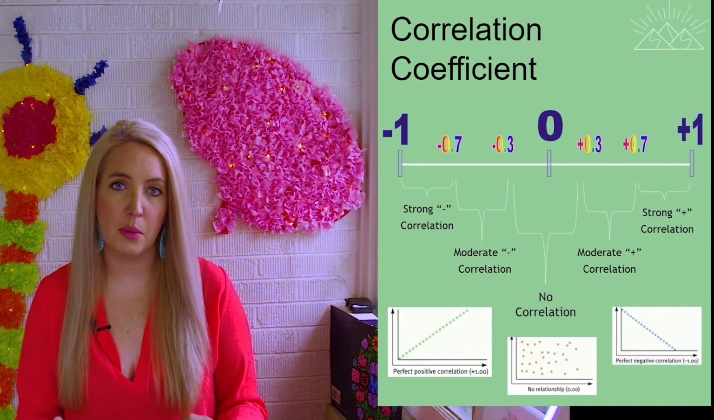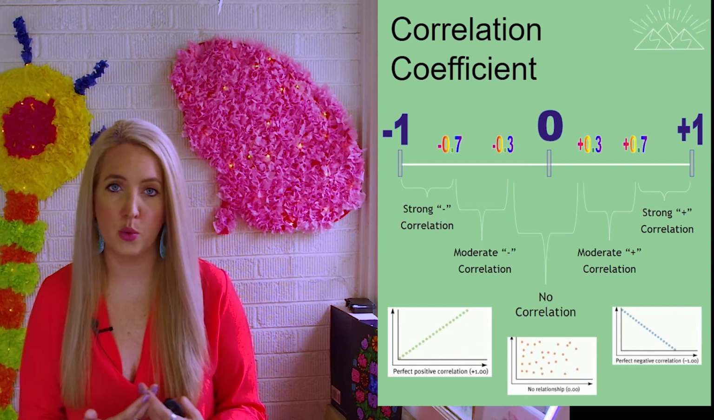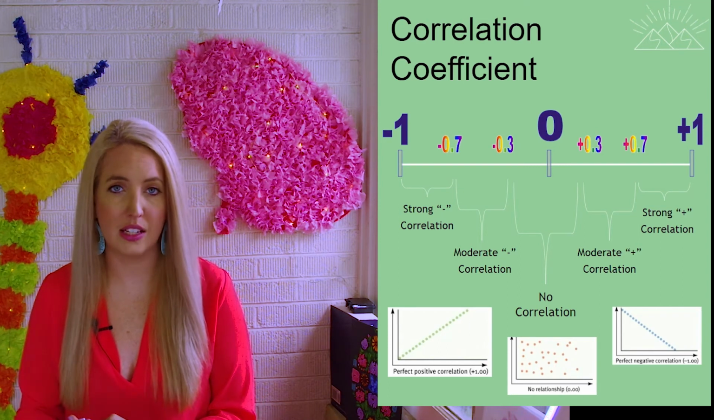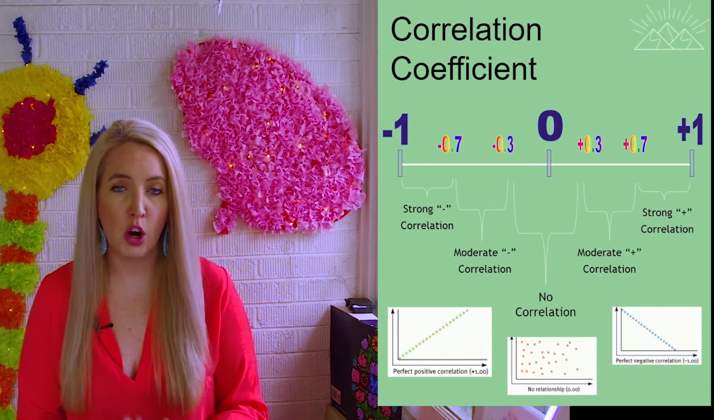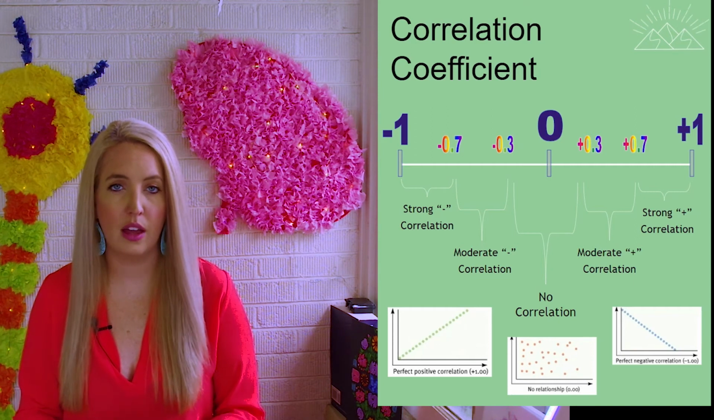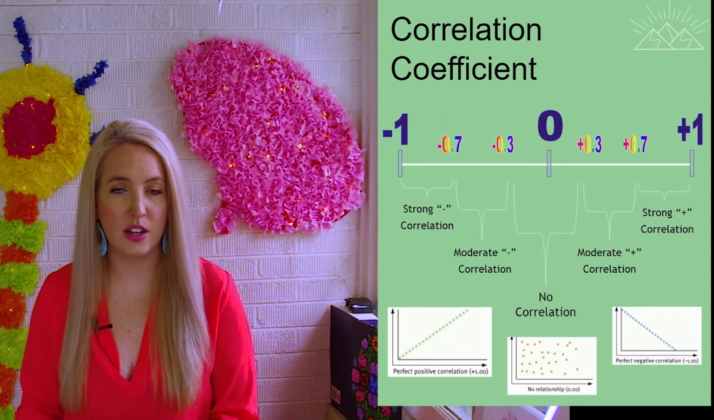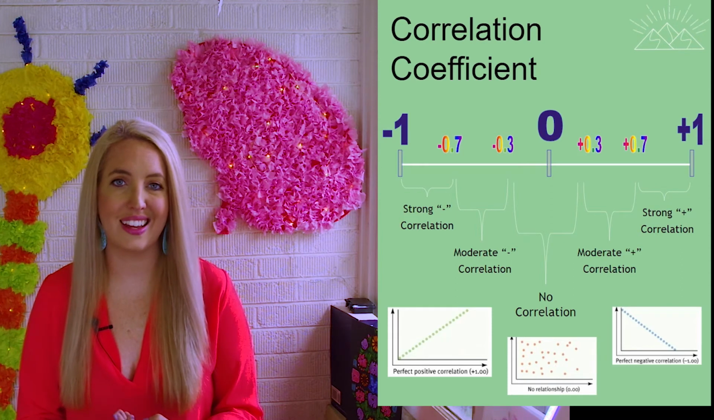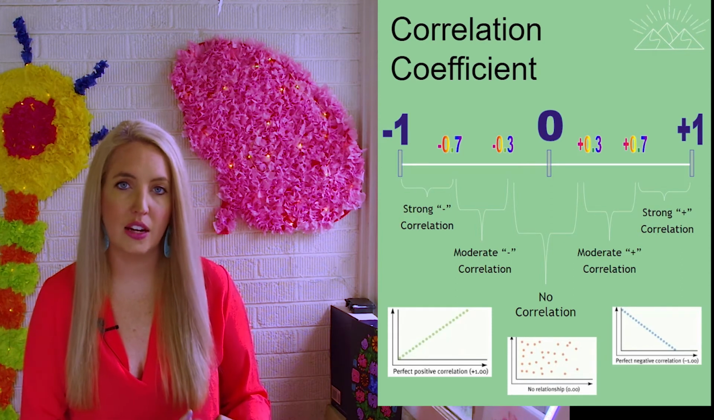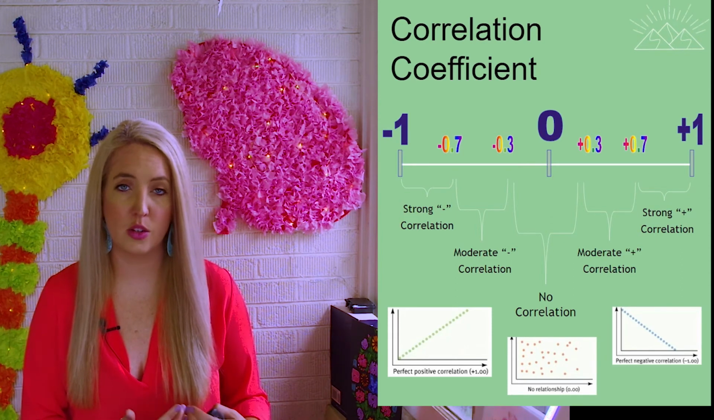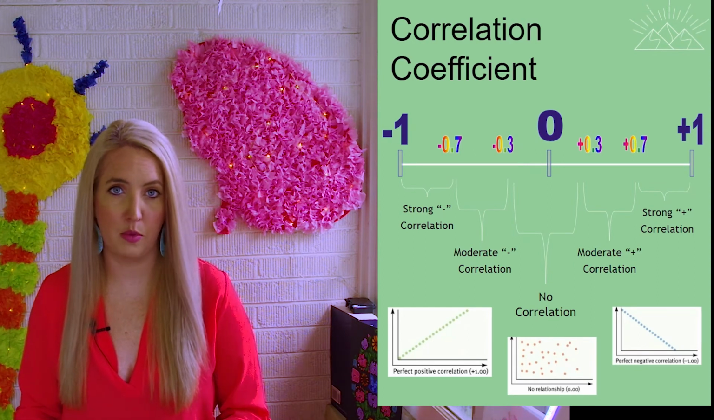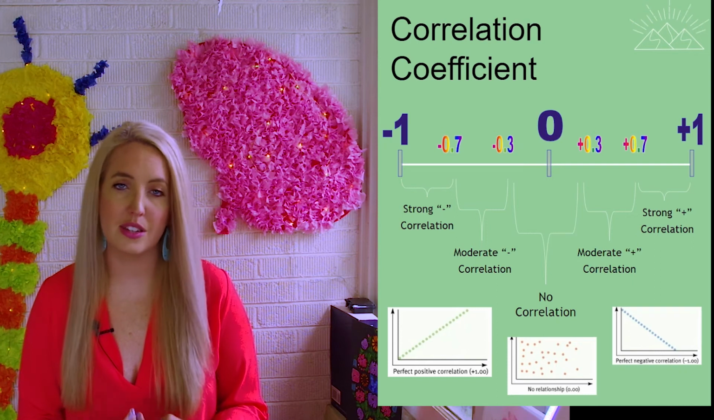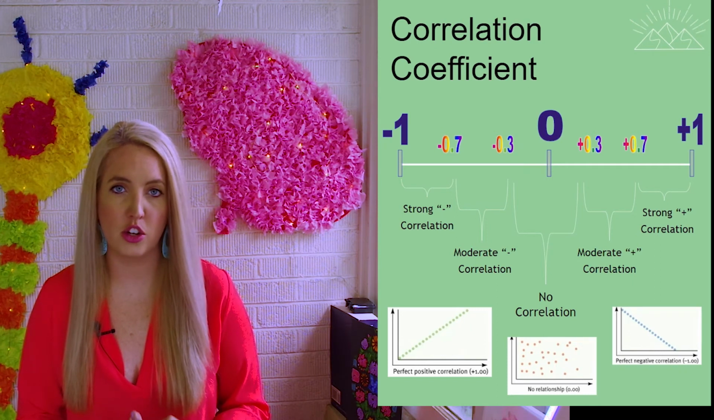The closer the number is to a whole number, between -1 and +1, the stronger the relationship becomes. So a perfect positive correlation is going to be +1, and that means that as one factor increases, the other increases at the exact same rate. A -1 correlation tells us that as one increases, the other decreases at the exact same rate. The closer we get to 0, the weaker the correlation becomes.